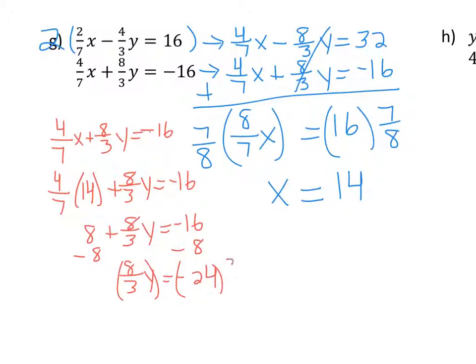Multiply by the reciprocal, which is 3/8. Y equals -9. Leaving our solution as 14, -9, and I chose to use elimination.